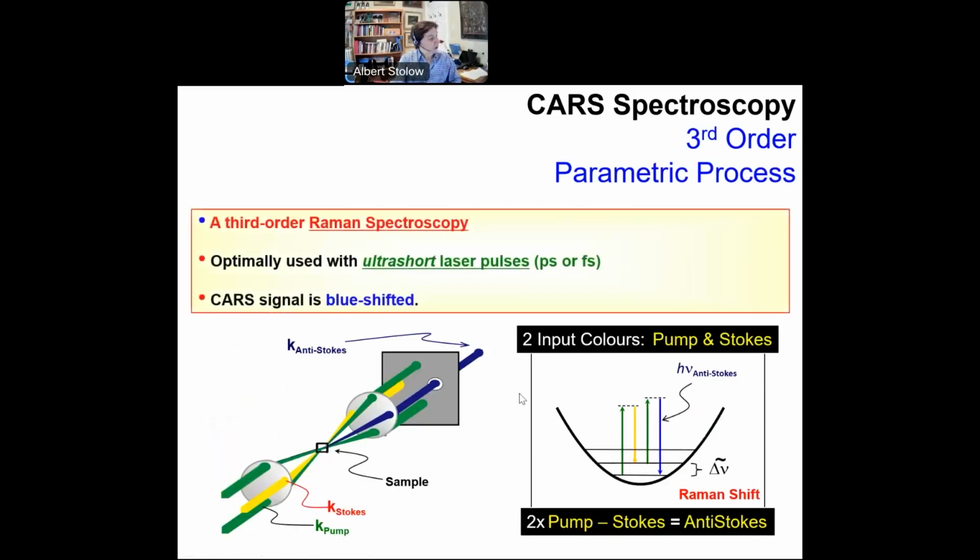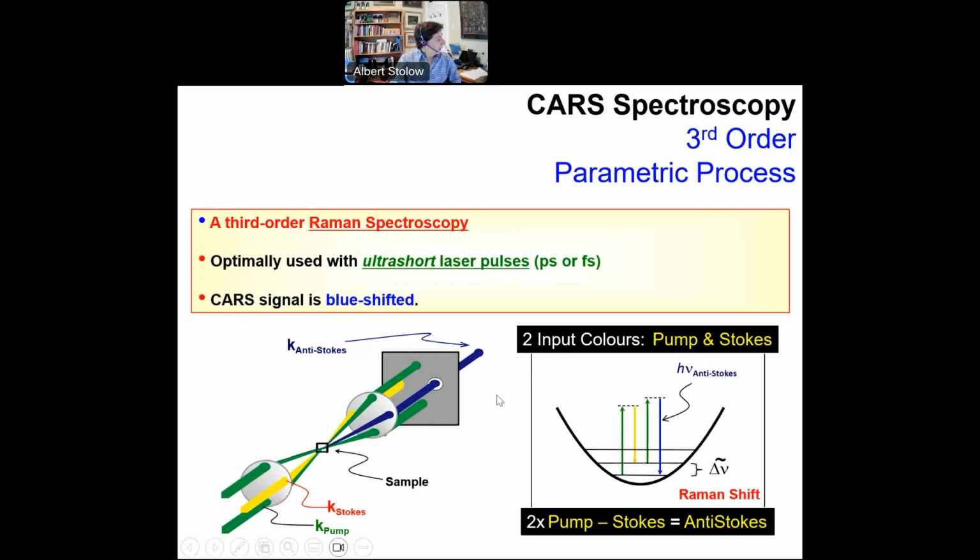Okay, let me talk about the main subject for today, which is this CARS technique. It's a third order parametric process. You can think of it as a nonlinear optical version of Raman spectroscopy. Because it's nonlinear, we would like the electric field to be high, which means it's really best used with short pulses. Why? Because in a short pulse, the pulse is very, very skinny and very tall. The height is the intensity of the electric field E, and so the taller it is, the more nonlinear response you'll get.